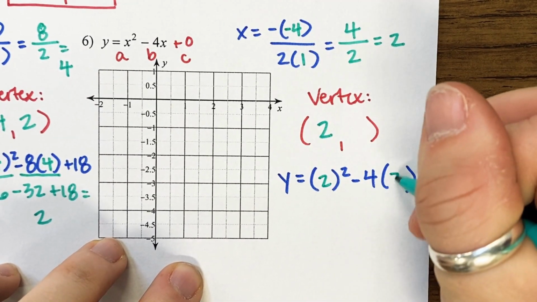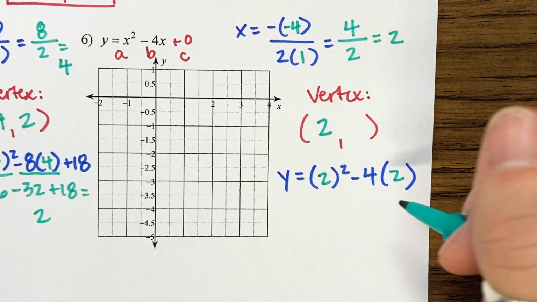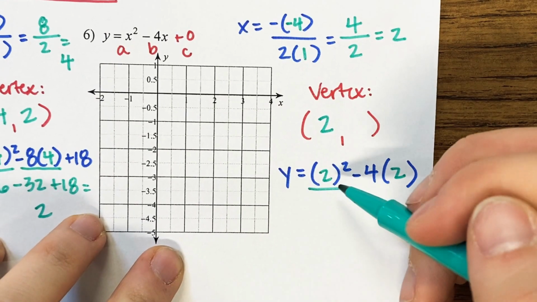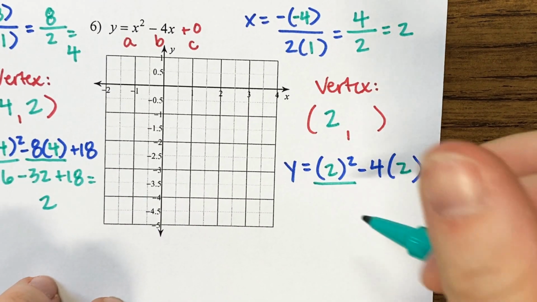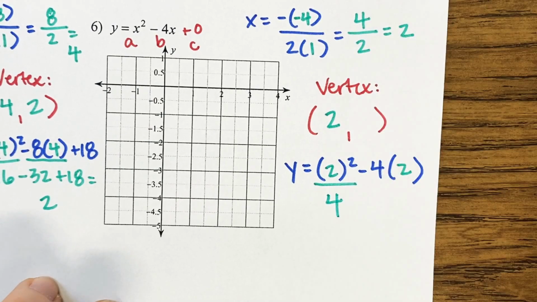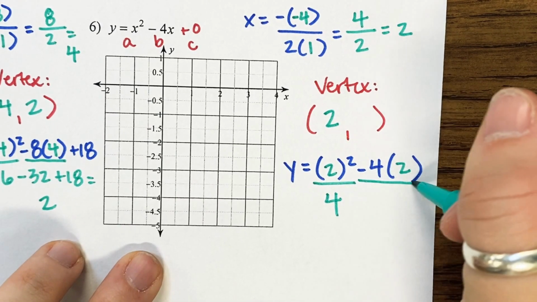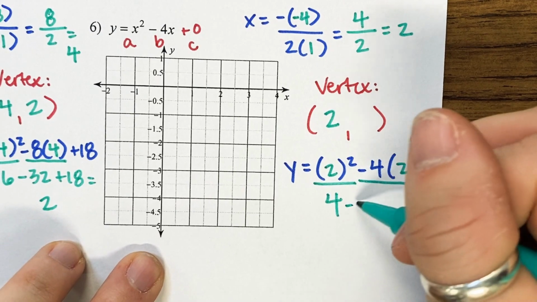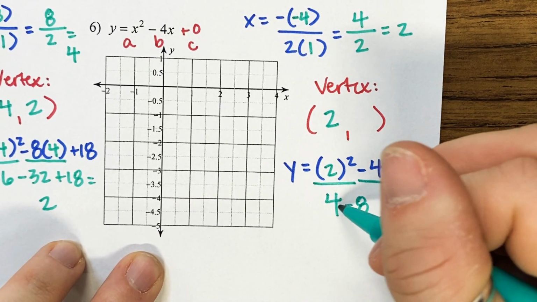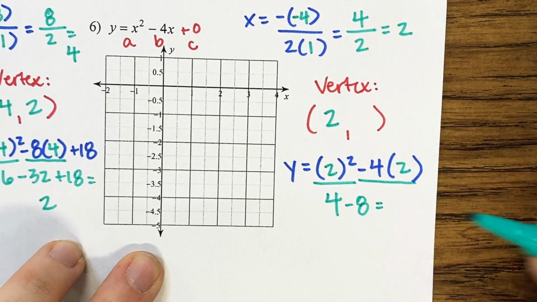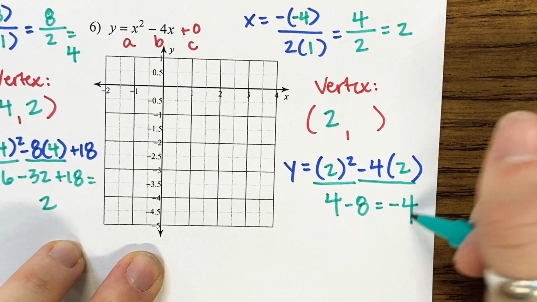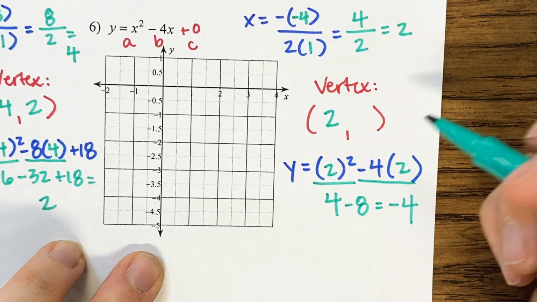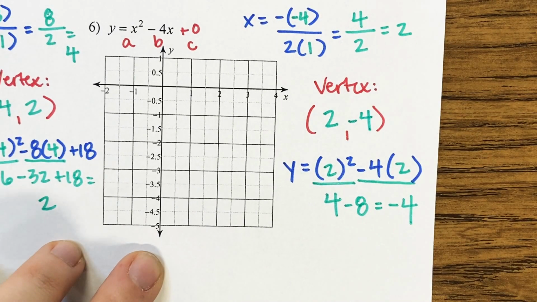Okay, so 2 and 2. So now we can solve. I get 2 squared. So what's 2 times 2? It's going to give me 4. Negative 4 times 2 is negative 8. What is 4 minus 8? It's going to give me negative 4. Okay, so we found the y part is negative 4.